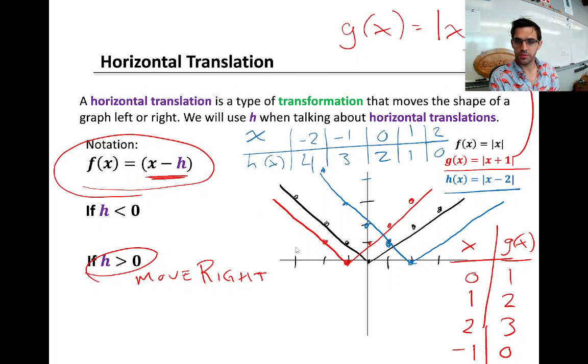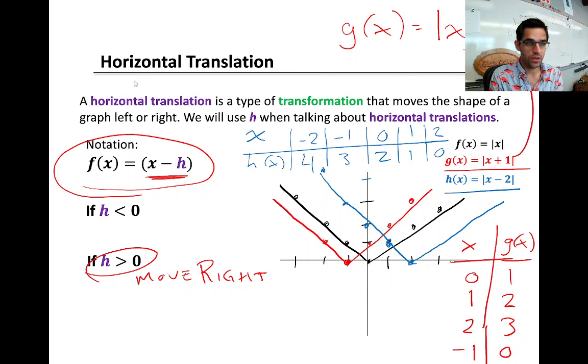Okay, I know it's a little bit messy on this slide, but let's talk about horizontal translations. In a horizontal translation, we move a shape left or right. We're going to use h in our function notation as the placeholder for the value of the horizontal translation.